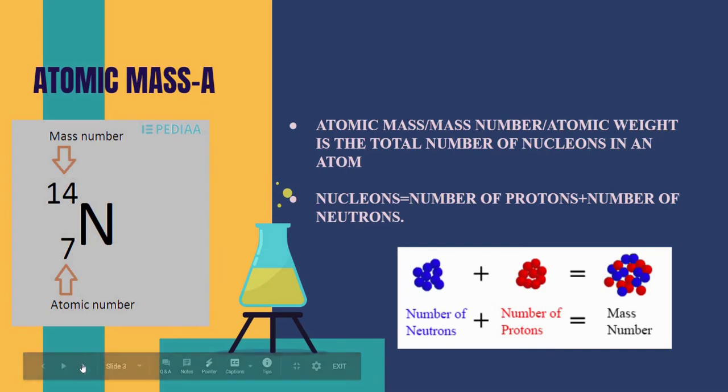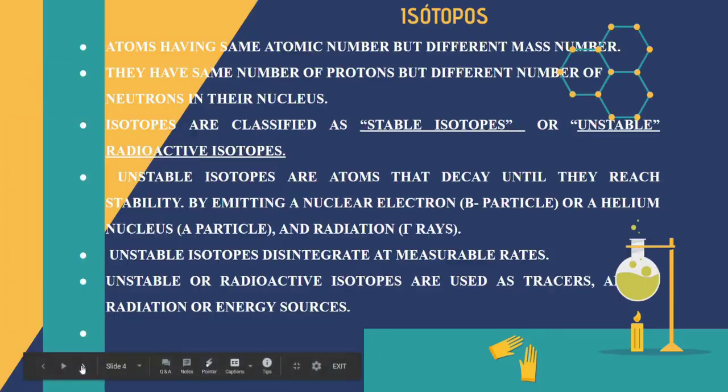Now we will move on to what are isotopes. Isotopes are atoms having the same atomic number but different mass number. They will have the same number of protons or the same number of electrons, but the number of neutrons will be different, and thereby their mass number will be different. They are called isotopes.